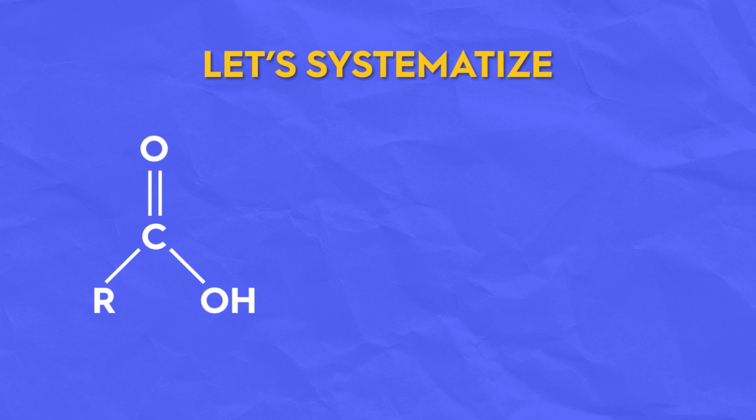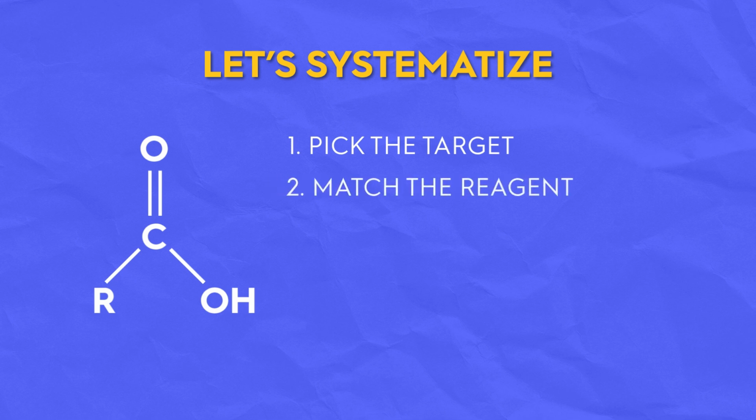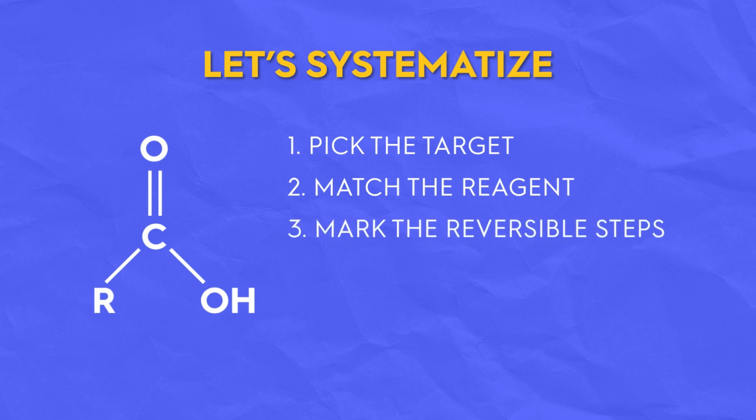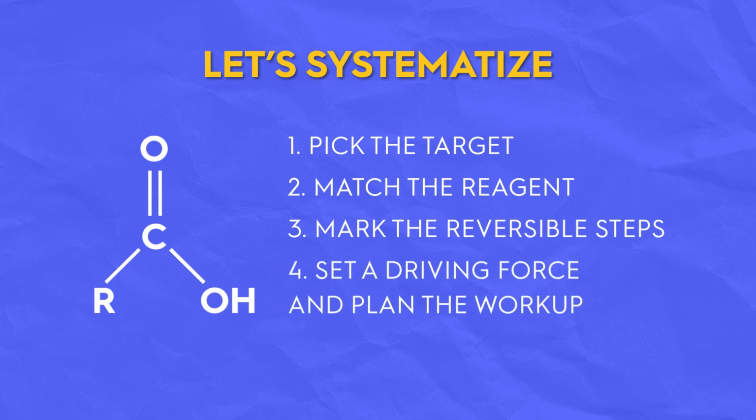Let's systematize. 1. Pick the target: acid chloride, anhydride, ester, amide, or alcohol. 2. Match the reagent set: thionyl chloride, heat or another acid, alcohol with acid, primary halide with base, amine with DCC, or hydride. 3. Mark reversible steps, like Fischer, versus one-way reductions. 4. Set a driving force and plan the workup.